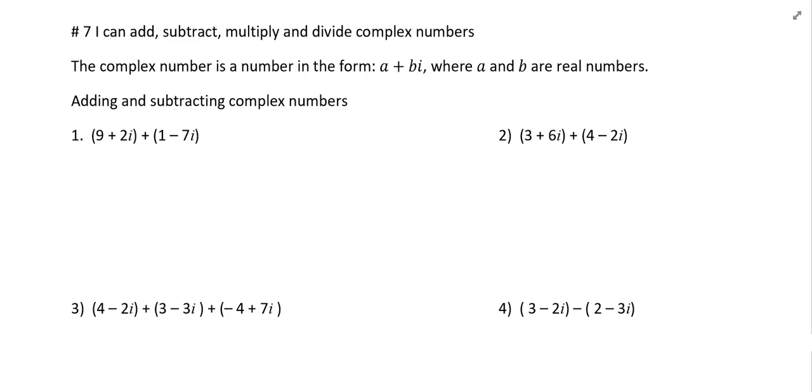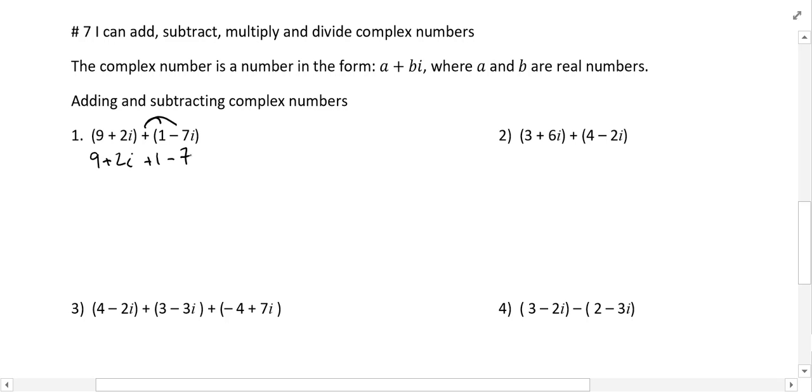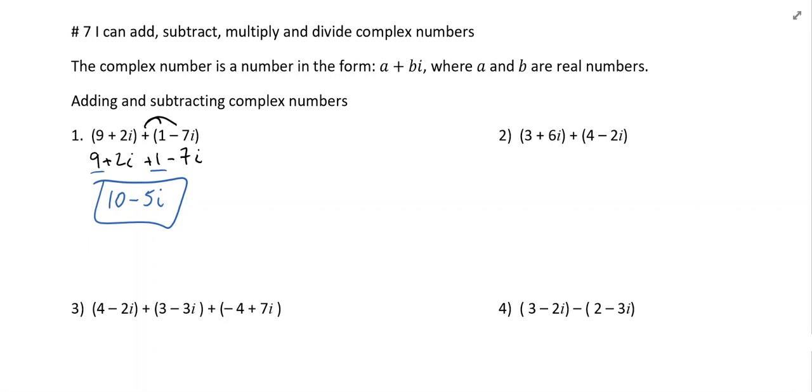So let's go ahead and simplify this. We're going to distribute the plus sign to both of these. So then this becomes 9 plus 2i plus 1 minus 7i. Then we're going to combine our like terms. The real part, 9 plus 1, is going to give us 10. And then we combine 2i minus 7i, and that's going to give me negative 5i. So now it's in the form of a complex number. So there's my answer. All right, so let's go ahead and go to number 2.